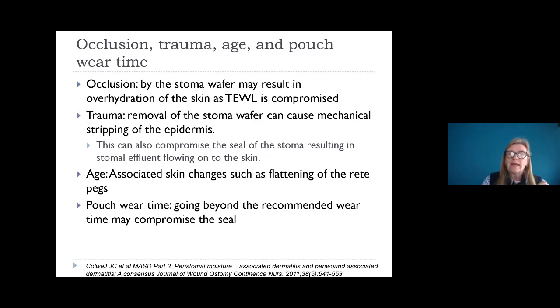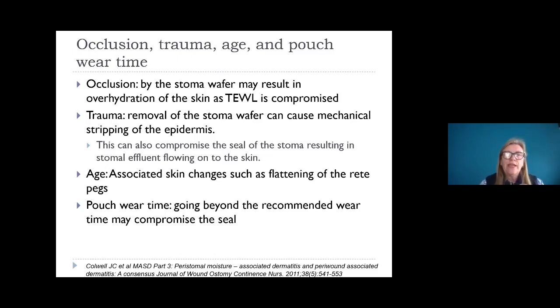That can also compromise the seal of the stoma. So if you have got some epidermal erosion, then the level of the skin isn't the same. So you can almost get like cracks in it where little rivulets of liquid can get through. And that can be the stomal effluent flowing onto the skin. And once you get that, then obviously you get those chemical constituents as well.